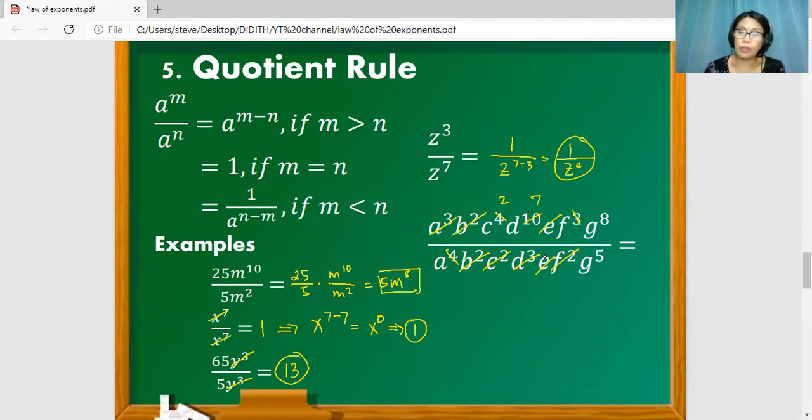Now g to the 8 all over g to the 5th. So 8 minus 5 is 3. So we'll cancel this and change to 3. And then copy the remaining expression. So we have c squared d to the 7th f g cubed all over 1, or we have a here. So this is the final answer. So we will just copy the remaining expression, and that's how we simplify the answer.